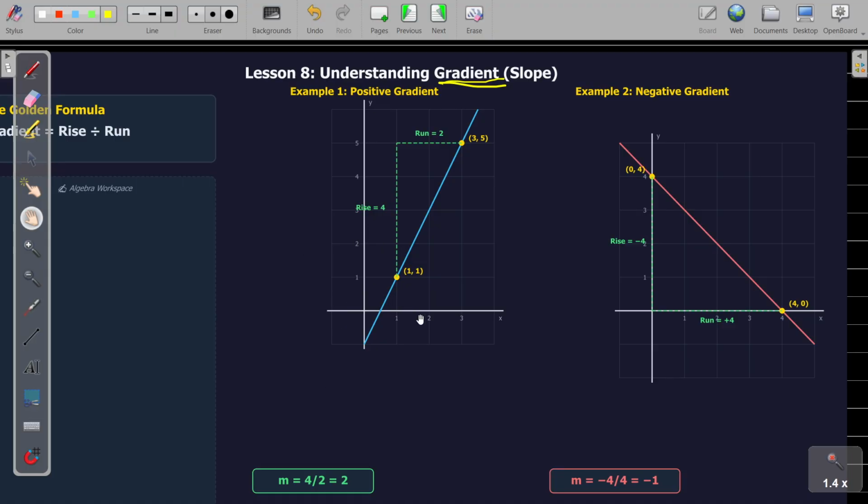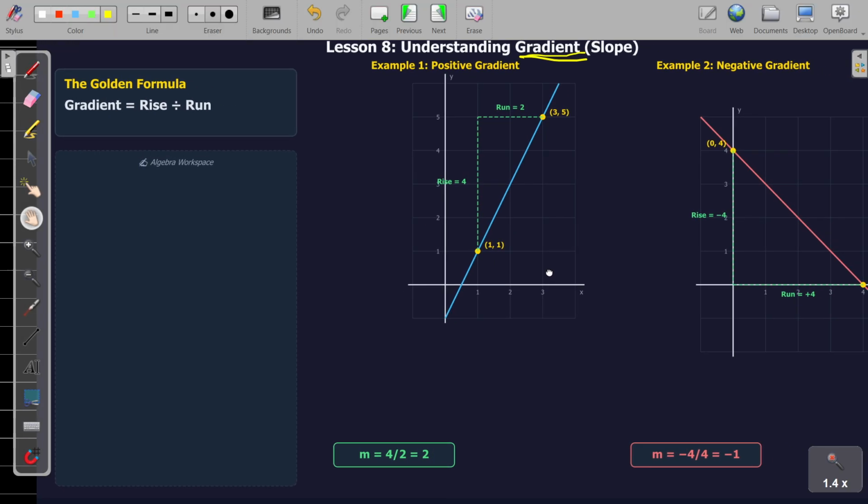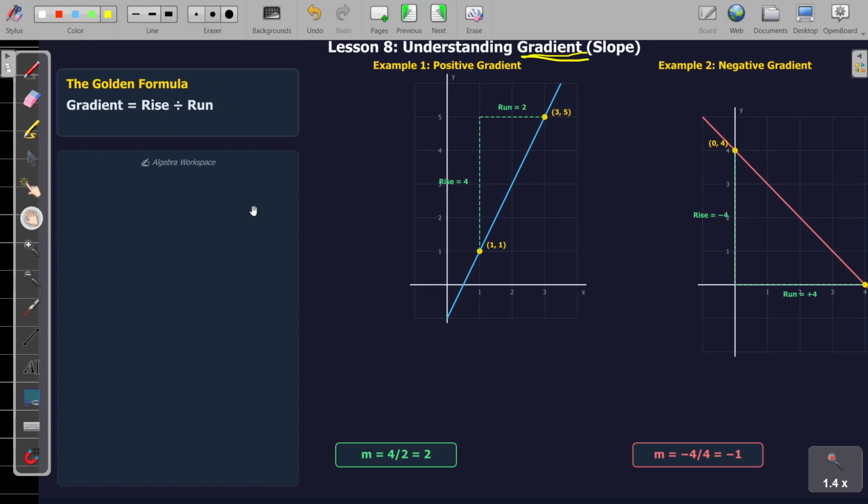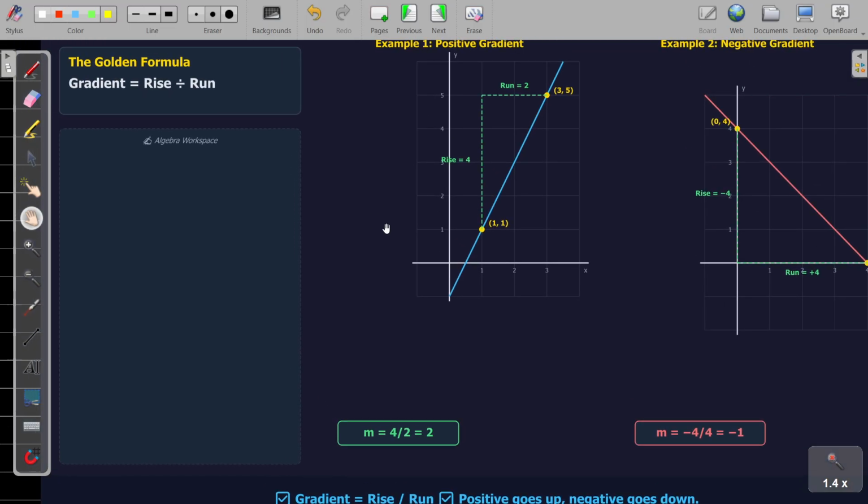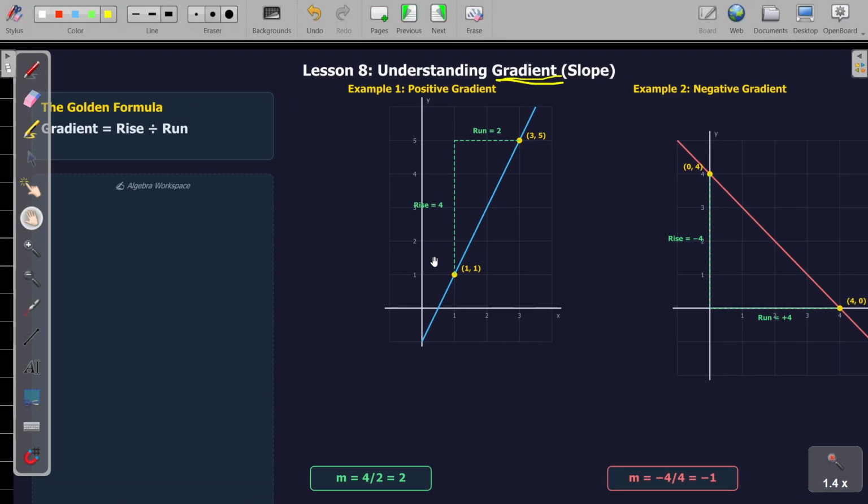And so what we have is a rule, the golden formula: gradient equals rise divided by run. That's the golden formula. Gradient equals the vertical rise divided by the horizontal run between two points. What does that mean? Let us start at the lower point. How far can we rise vertically to get level with the second point? How do we reach here?